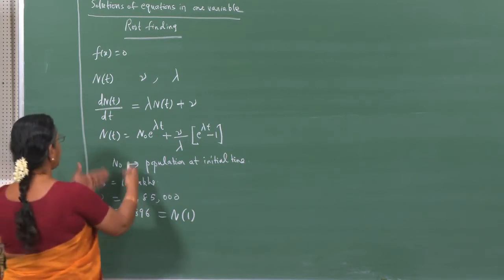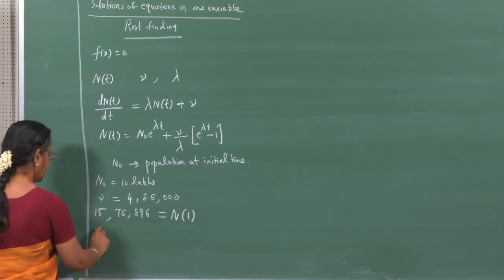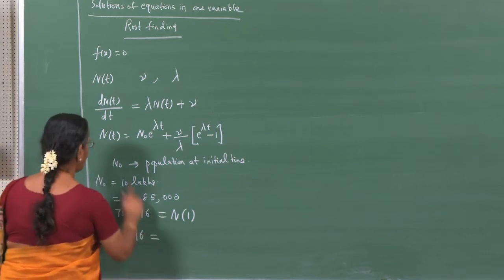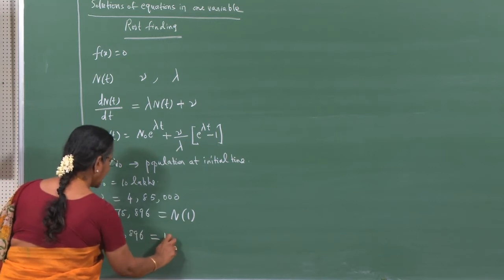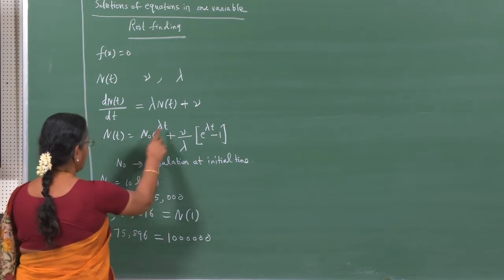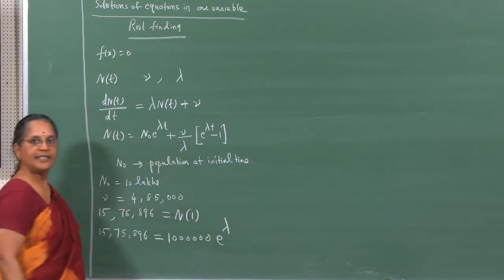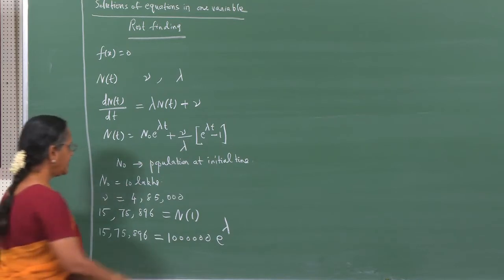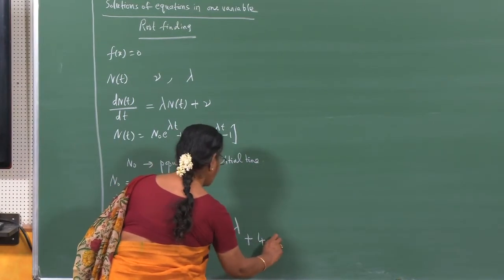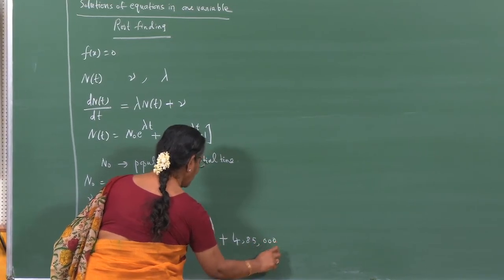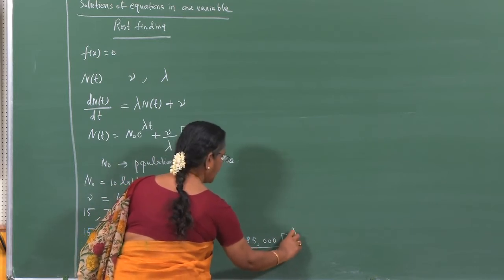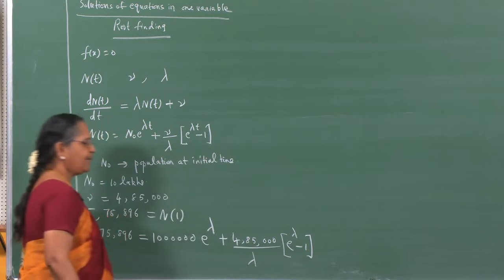Then if I substitute these details here, then I get 15,75,896 must be equal to n naught, which is 10 lakhs, multiplied by e to the power of lambda t. So, in 1 year this has happened, plus nu immigrants, the data given is 4,85,000, that is nu, divided by lambda, multiplied by e to the power of lambda, again t is 1, so e power lambda minus 1.